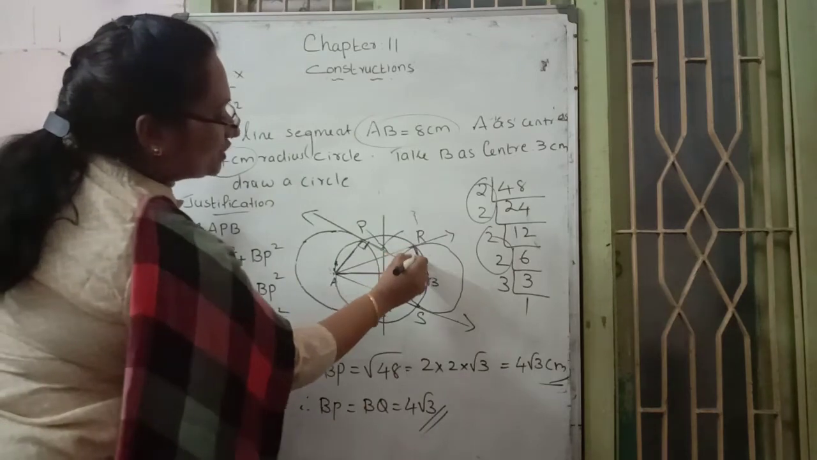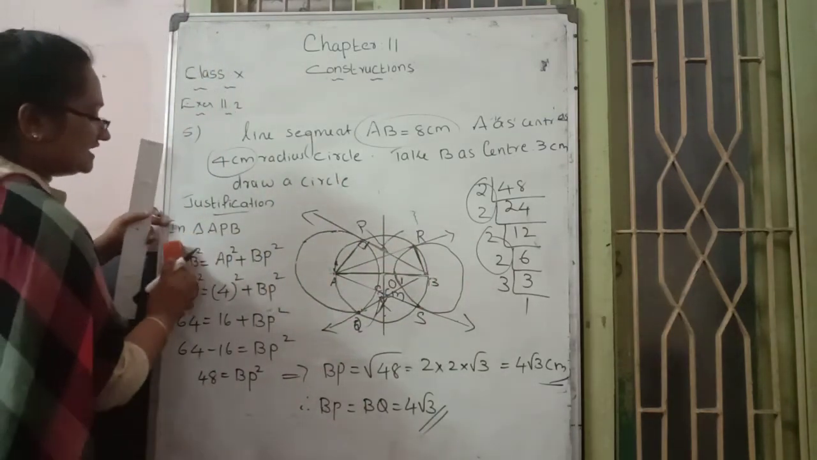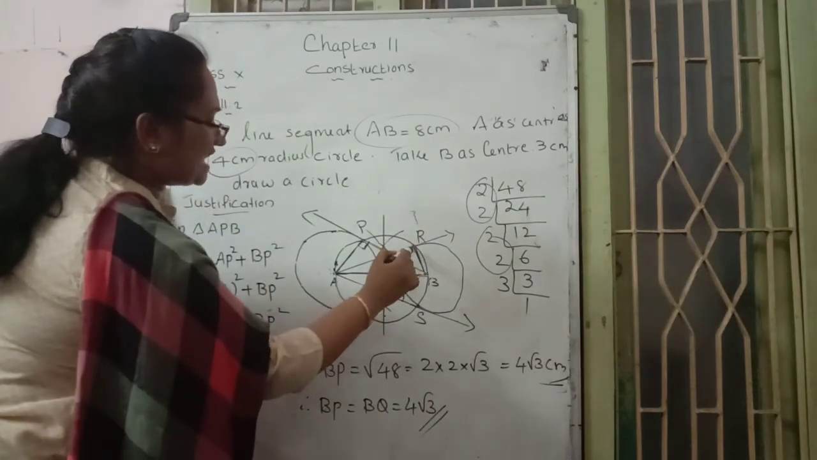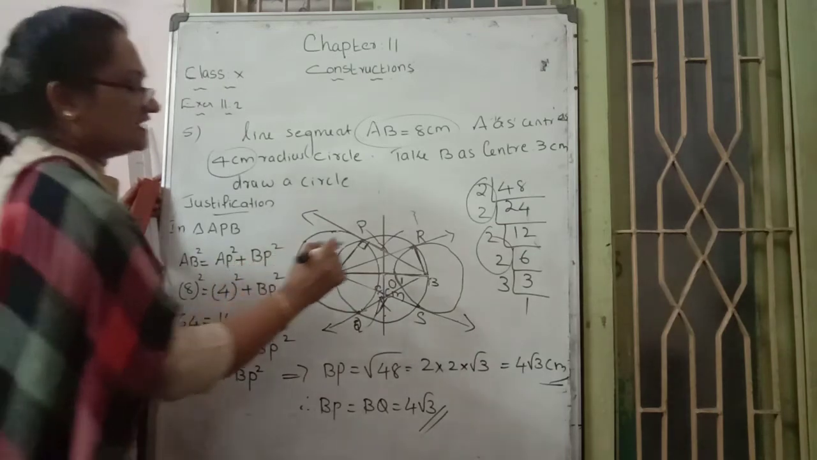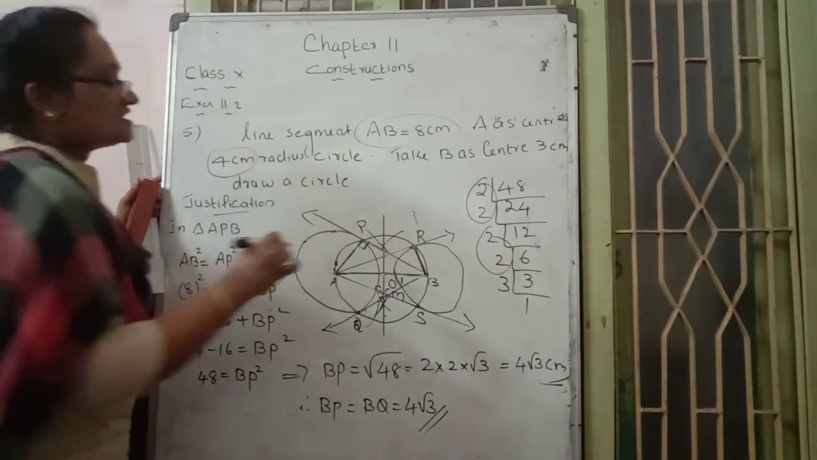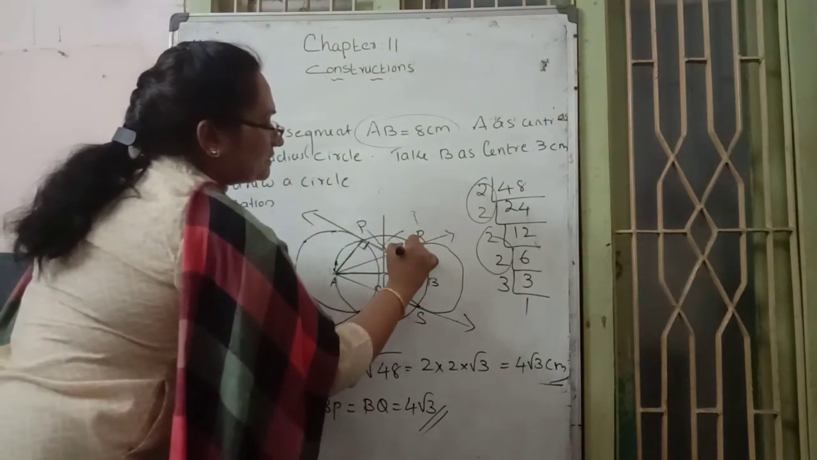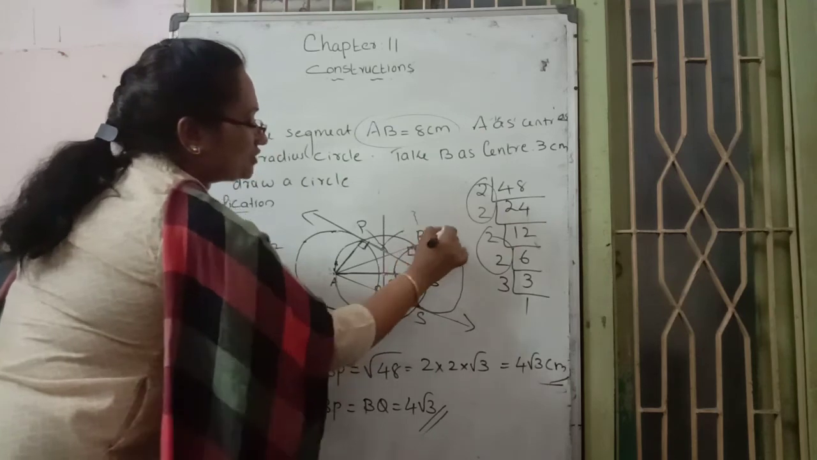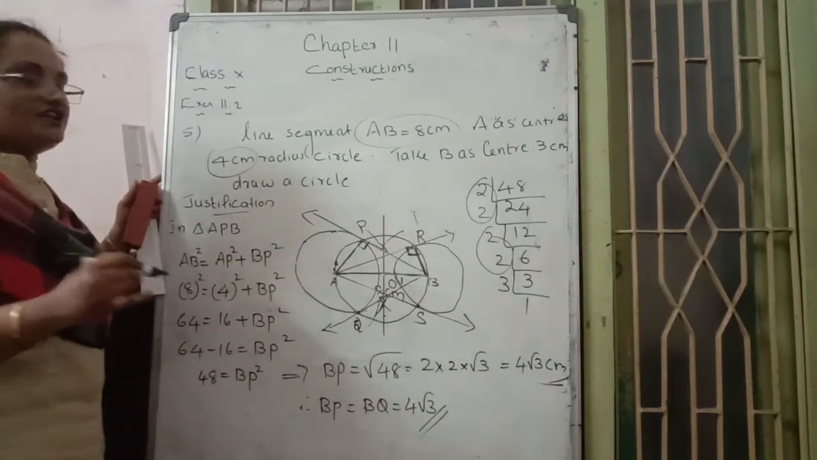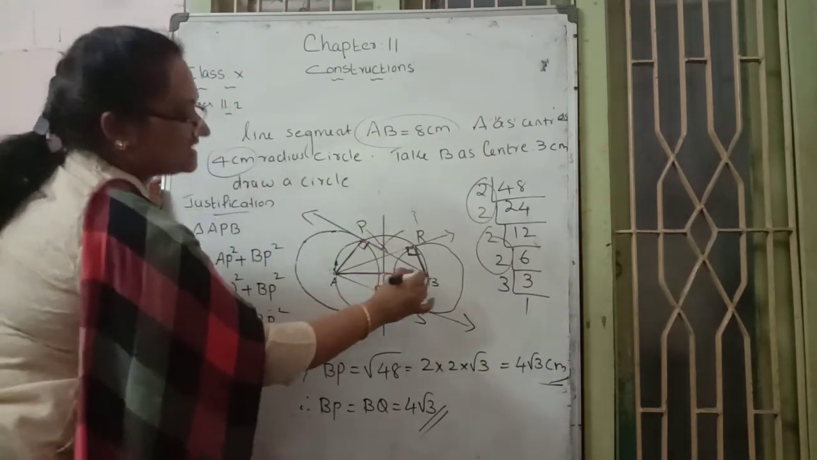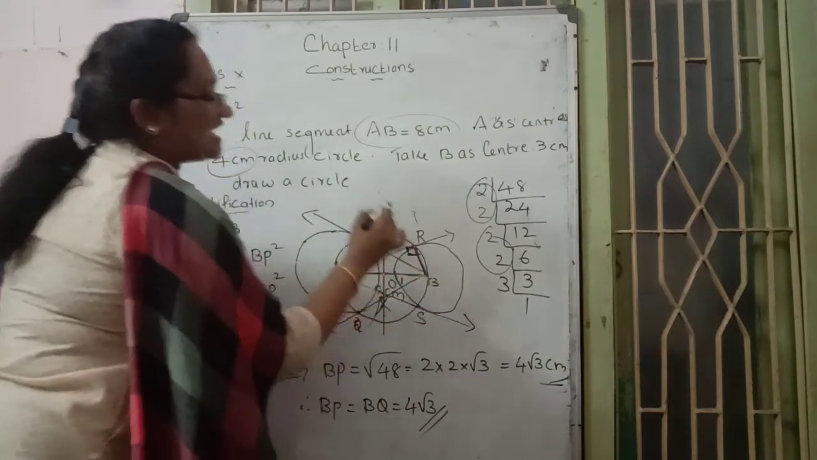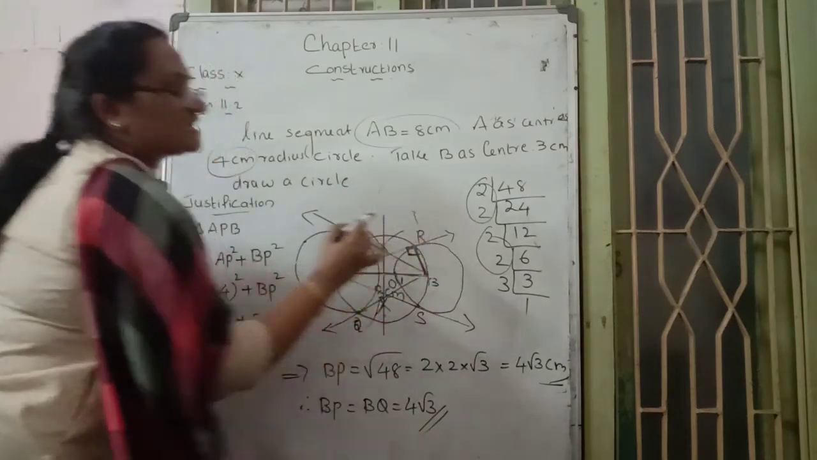That's why here I am joining B and R. Then on joining we get a right angle triangle. BRA is a right angle triangle, and here BR is a radius of the 3 centimeter circle, and it makes perpendicular with the tangent. They make an angle of how many degrees? 90 degrees. Which is the side opposite the 90 degrees? AB side is the opposite, that is the hypotenuse. And BR is the altitude and AR is the base.